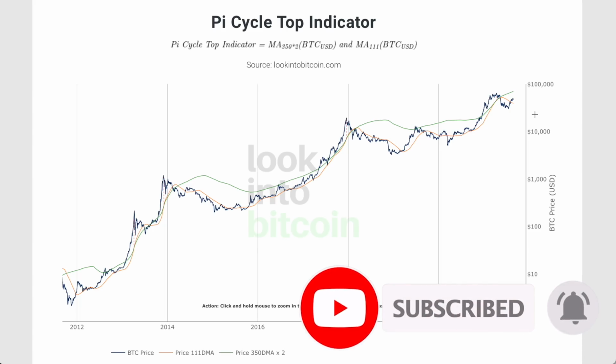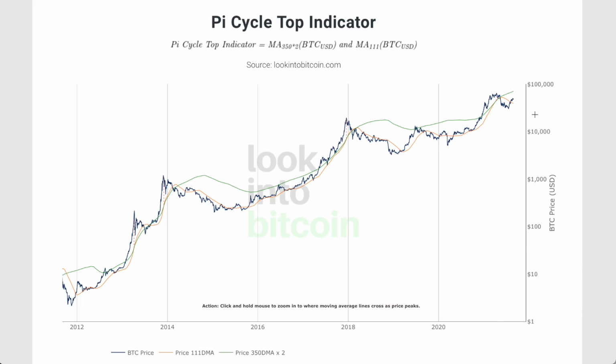So there are two moving averages that are really important in constructing this overall Pi Cycle Top indicator. The orange one is the faster moving average because it only takes into account the previous 111 days of price action on the daily time frame. Whereas the green moving average takes into account the 350 days times 2. So this moving average is definitely the slower one. This one's the faster one.